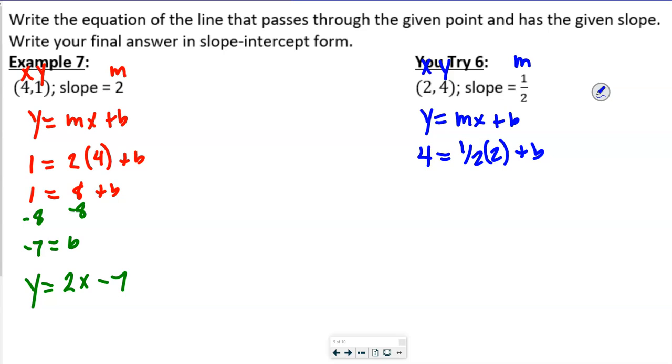So what's half of 2? It's 1, right? 4 equals 1 plus b. So now we're going to subtract that 1 from both sides. So b is equal to 3. So once again, we're just going to substitute in the slope and b. So y is equal to 1/2 x plus 3. Does that make sense? Okay, a couple more, guys.